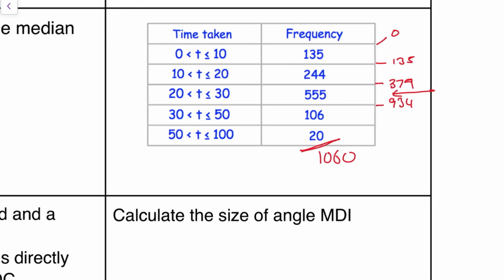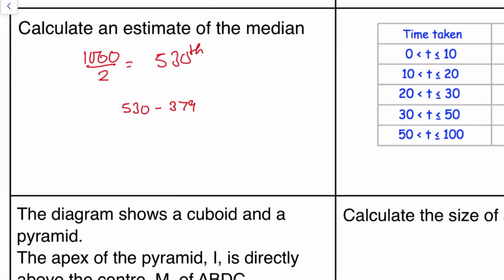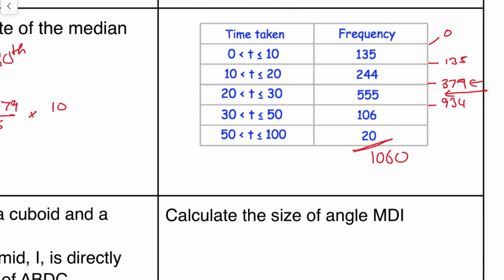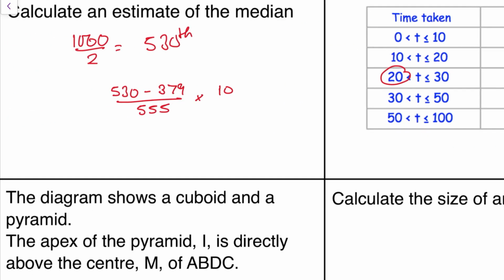In other words, I'm taking this number here. I'm going to divide by how many people there are in that class itself, which is 555. Then I'm going to multiply by the width of the class, which is 10. And then I'm going to add on, and let's just check the class again. So it's this one here. I'm going to add on the start of the class, which is 20.